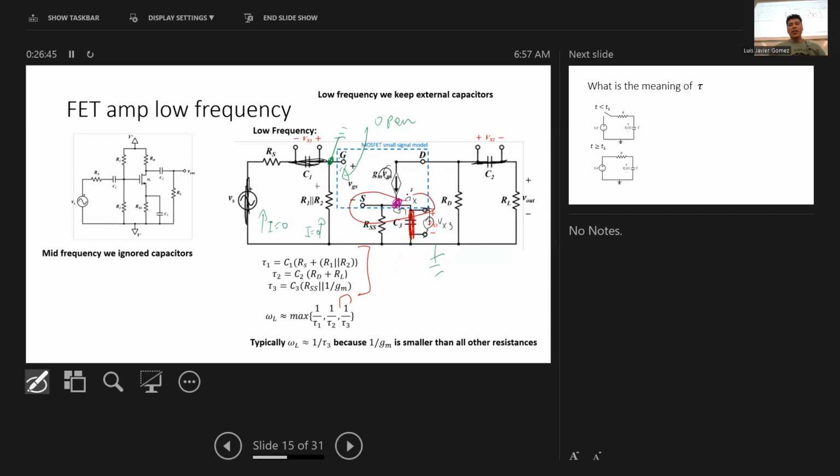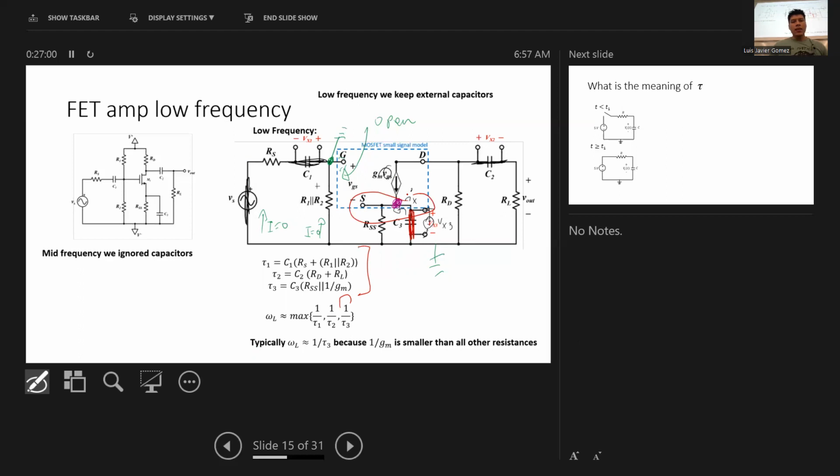Cool. So you just pick the largest omega low. Now you're good. Now you know when this particular mid-frequency assumption will fail at the low end. That's all you're gonna do.